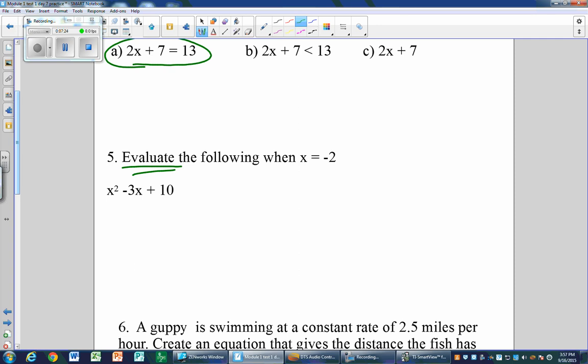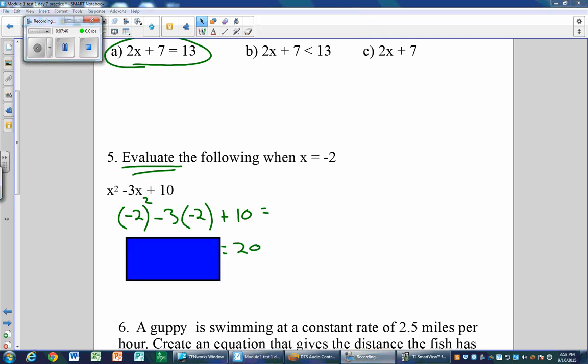Evaluate. If you remember, evaluate means find the numerical answer. Evaluate x squared minus 3x plus 10. The -2 has to go in parentheses. Tricky, tricky, tricky. Otherwise, the calculator will lie to you. Any negative number goes in parentheses. You type that into your calculator all at once, and after typing it in, we get 20 as our answer.